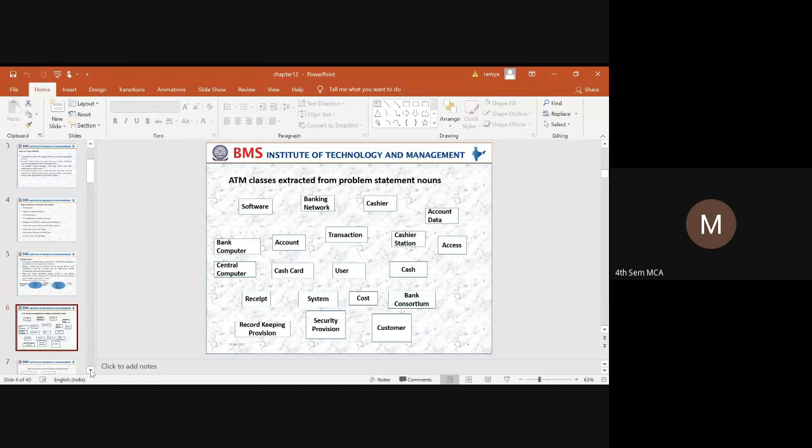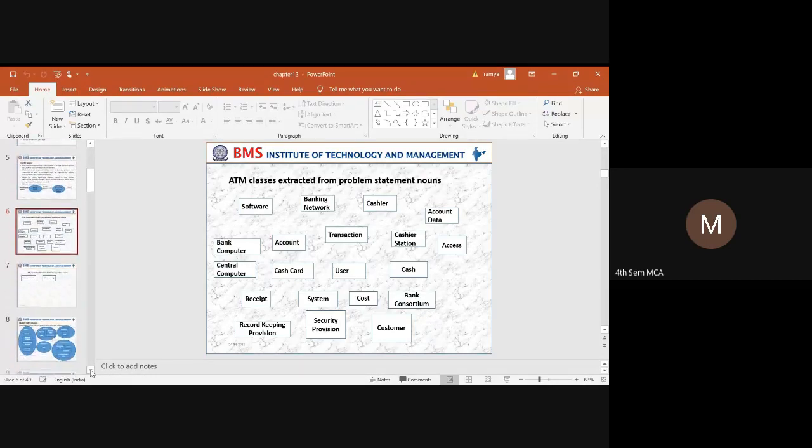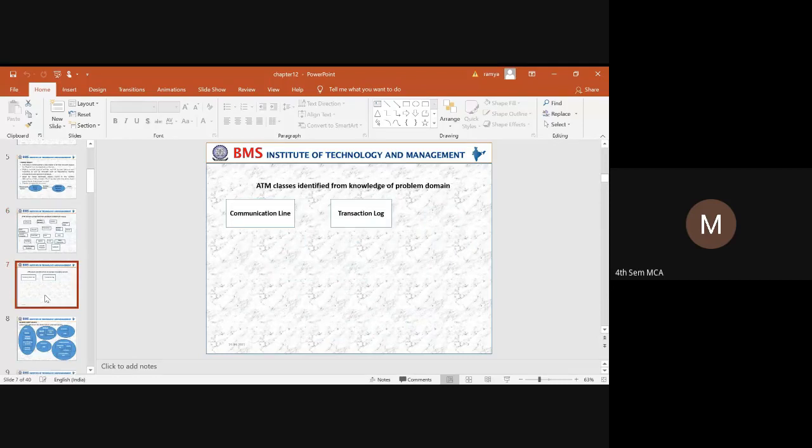So once you have listed the classes, the next thing is we need to identify the problem domain. Based on the problem domain, it can be either a communication line or a transaction line. Based on that, we try to identify the classes.